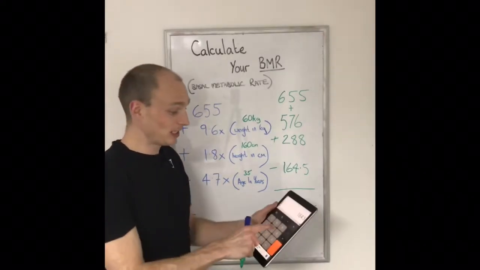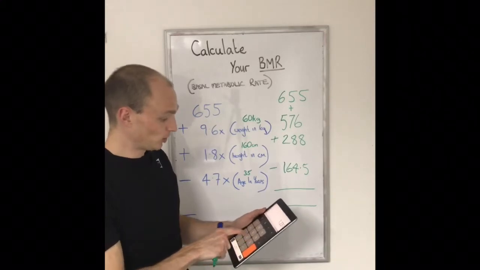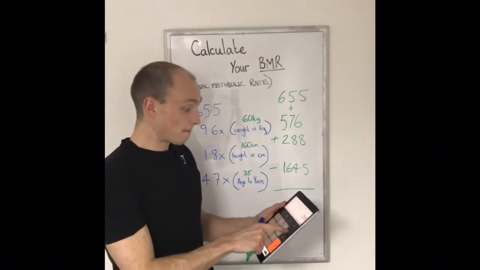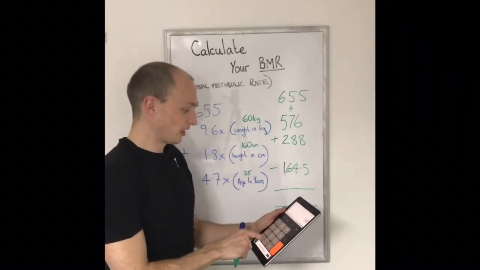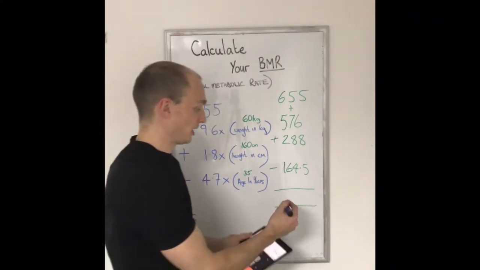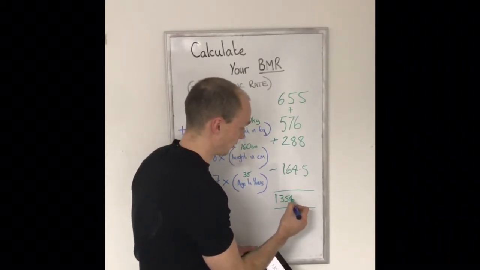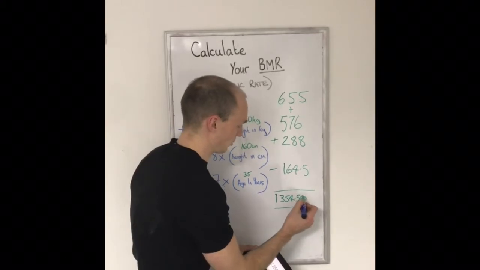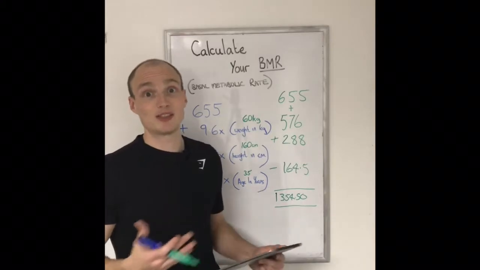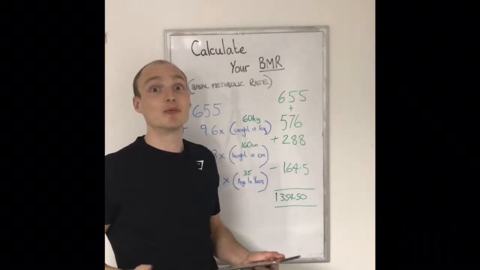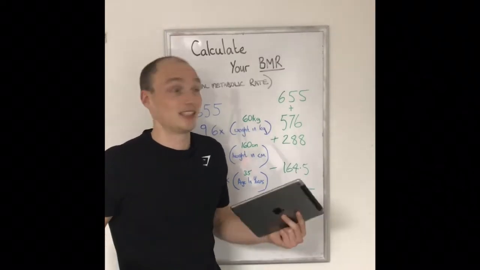Okay, so let's start from the top, 655. We plus the next number, 576, plus 288, minus the last one, don't forget, minus not plus, 164.5. For this particular person, 1354.50. So that is the amount of calories this person will burn naturally throughout the day, without exercise, without movement, just living, breathing, digestion. Just a basic living day to day.